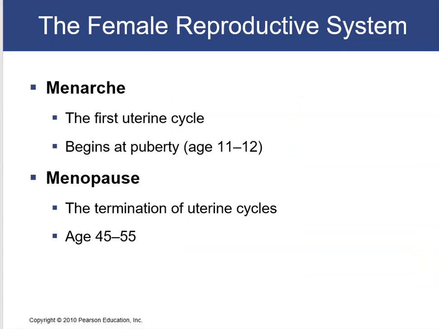The term menarche refers to the first uterine cycle, which begins at puberty. Again, average age of onset is between 11 and 12, but again can vary from female to female. Menopause refers to the termination of the uterine cycle, and average age of menopause is between 45 and 55.